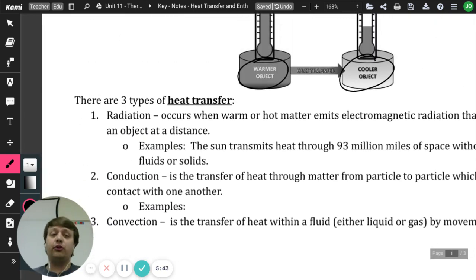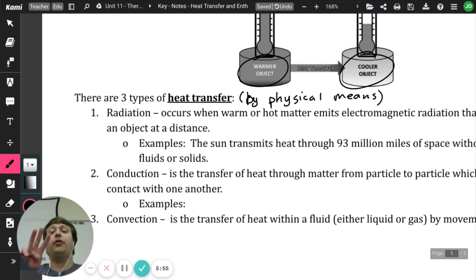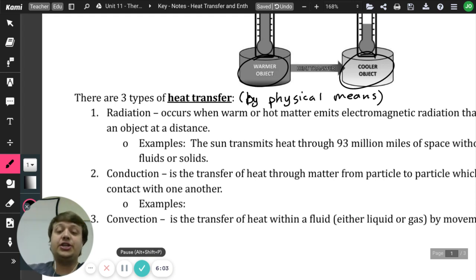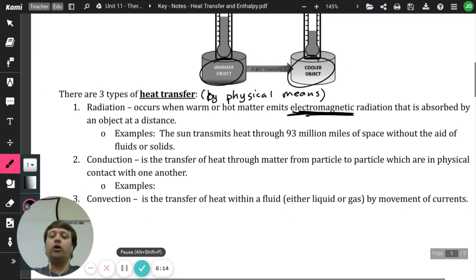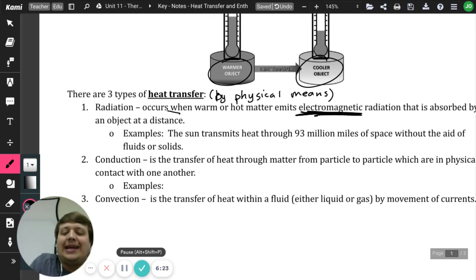Now, in terms of physical transfers of energy, and again, this is by physical means, there are three types of energy transfer that we deal with. We deal with radiation, conduction, and convection. Now, radiation is the transfer of energy across a distance via electromagnetic radiation. So it occurs when warm or hot matter emits electromagnetic radiation and it's absorbed by an object over a distance.